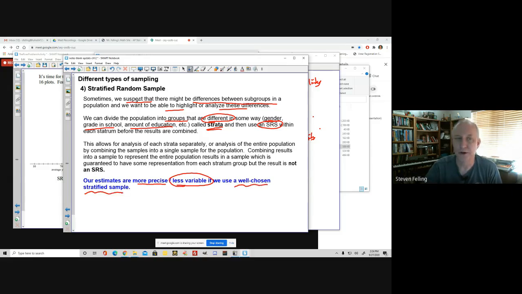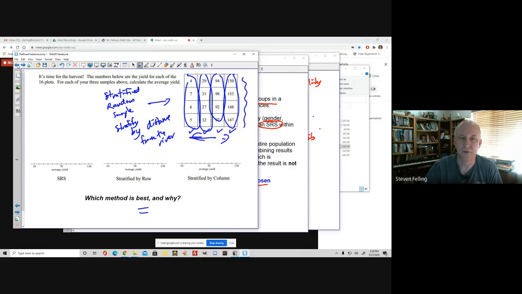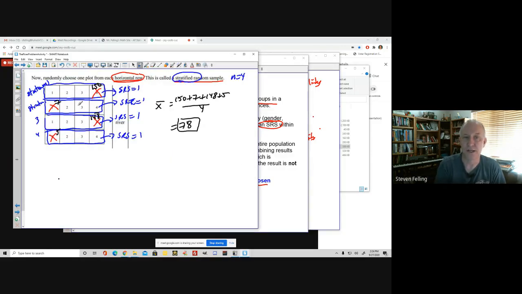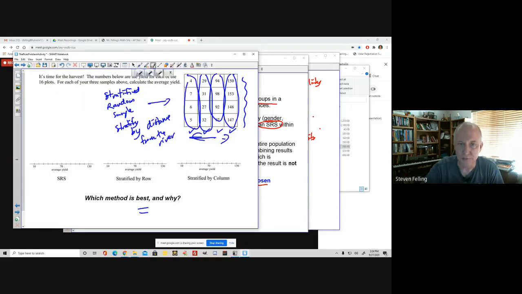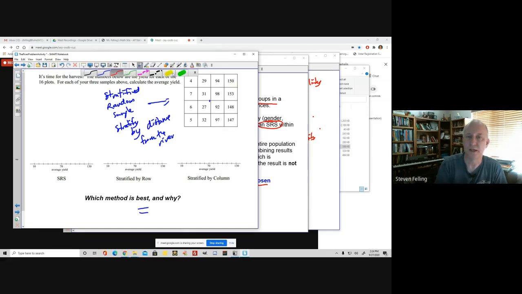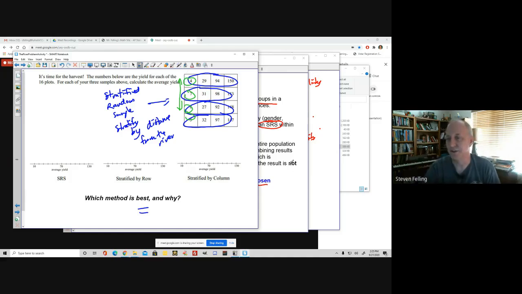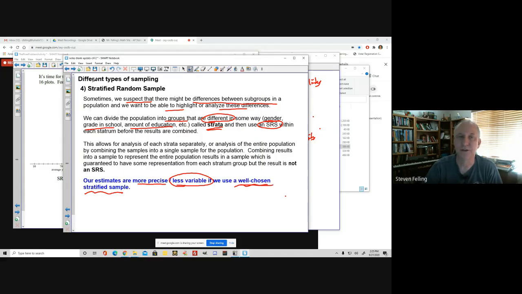Now, it's not going to work if I stratify on the wrong thing, right? Because if I stratify on columns like I did here, if you look at the numbers here, that's no better than just using the data as well, because if I get one from each of these columns, then I could get a bunch of small numbers, or I could get a bunch of big numbers. And so that's no better, because there's no differences this way. This is the wrong way to stratify. Instead, you want to stratify based on the distance from the river. So it has to be a well-chosen stratified sample.